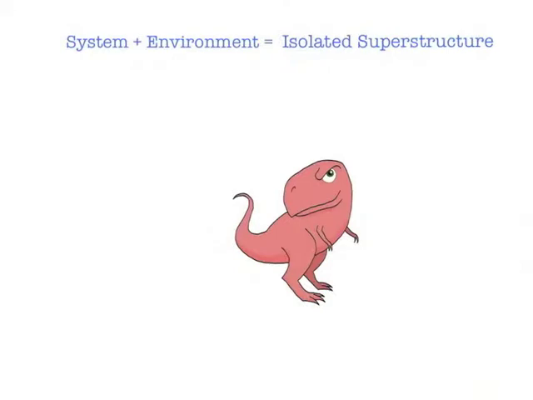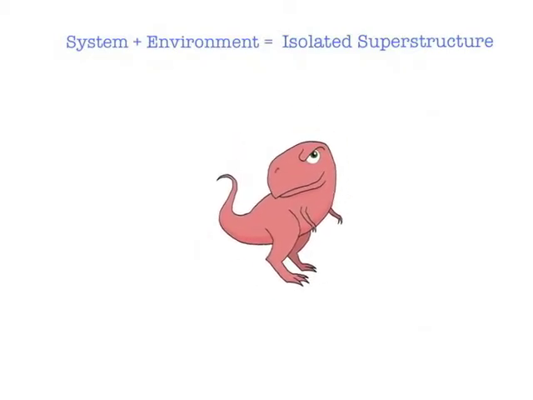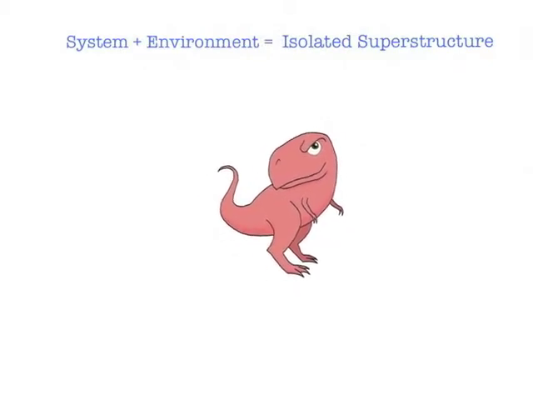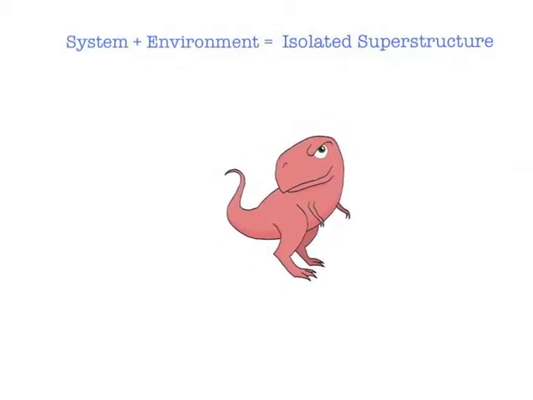For example, we have a dinosaur standing on the ground. We're interested in studying how this dinosaur is going to exchange energy with the environment. Well, first we need to define what our system is and what our environment is. As it turns out, in physics, when I say system, I really mean the object of interest. Everything around the system is called the environment.